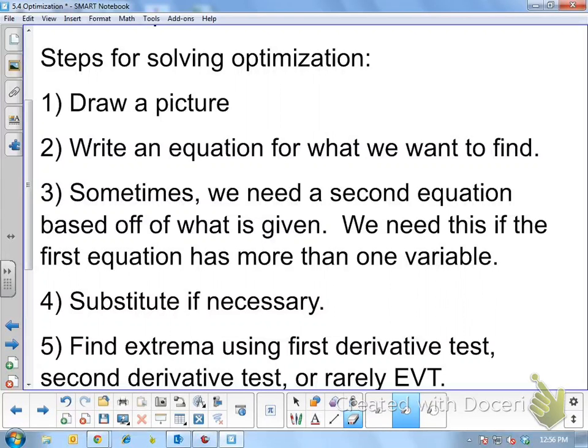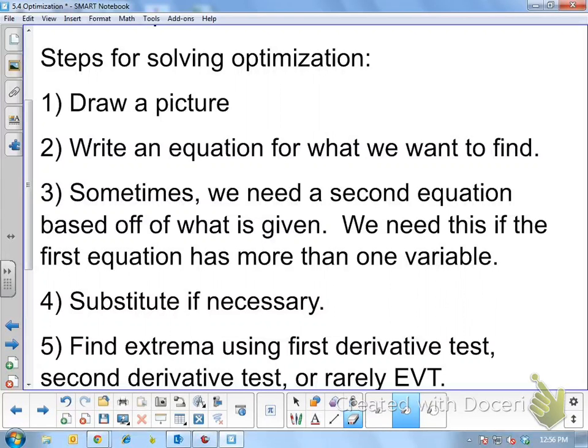So sometimes we need a second equation based off what is given, and we need this if the first equation has more than one variable. Because if it does, we've got to do some sort of substitution, step 4, so that we can replace and only have the one variable on the right side and then the main variable on the left that we're trying to optimize.